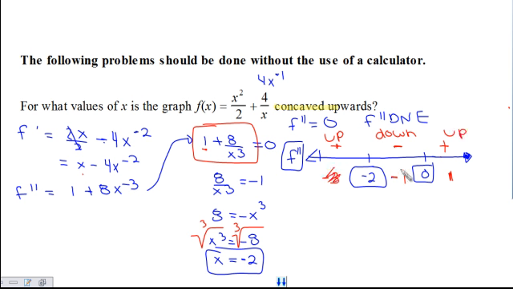So remember, once you're done checking the numbers, get rid of those. Don't use those as your answer. So it says, where is my function concave upward? It is concave up between negative infinity and negative 2, and 0 and infinity.